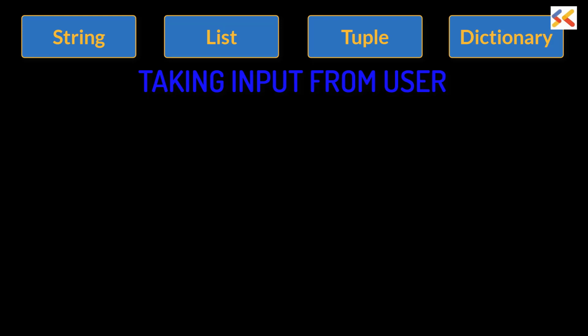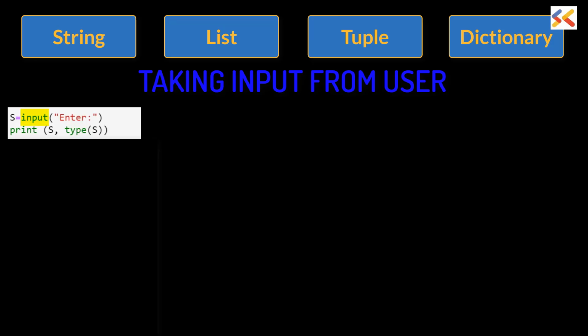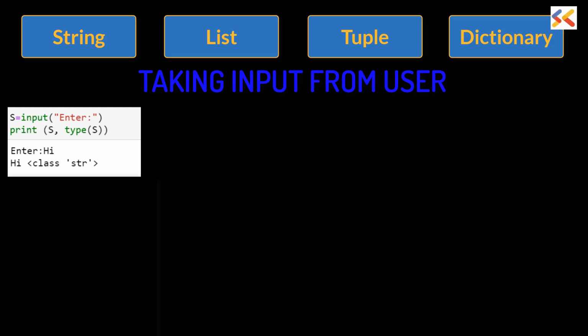Now let's see how we will take user input for all of them. For string, we use the input function which by default reads everything as string. So if you see the type output, you will see it is a string.